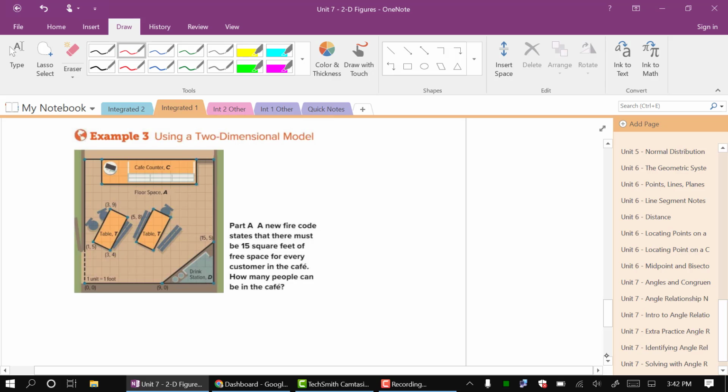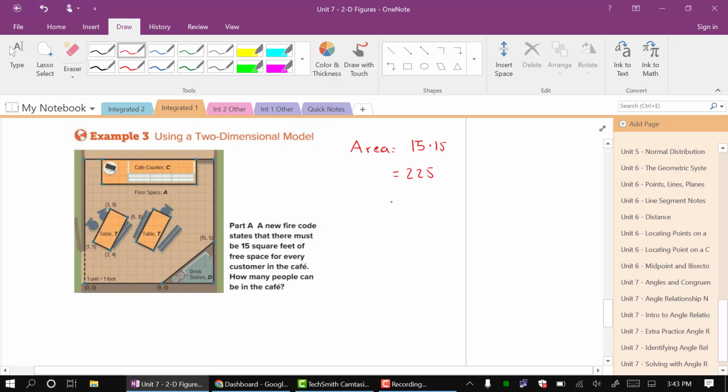So part A: a fire code states that there must be 15 square feet of free space for every customer in the cafe. How many people can fit in the cafe? So we want to find the total area of the cafe. Well, this is 15 feet by 15 feet. So this is going to be 15 times 15, which gives me 225.